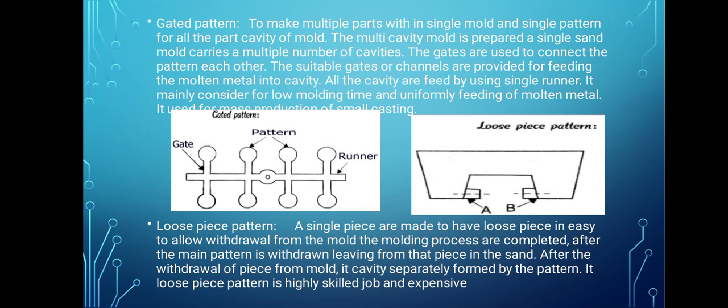Loose piece pattern. A single piece is made up of loose pins. It is easy to withdraw from the mold for the molding process. After the main part is withdrawn, the loose piece is left in the sand. After the withdrawal of the piece from the mold, its cavity is formed by the pattern. The loose piece pattern is a highly skilled job and expensive.